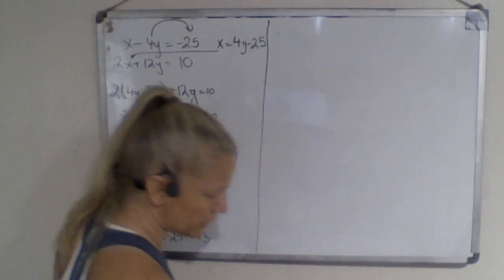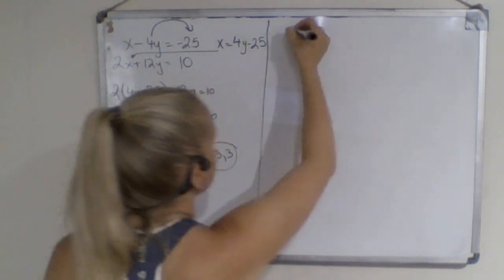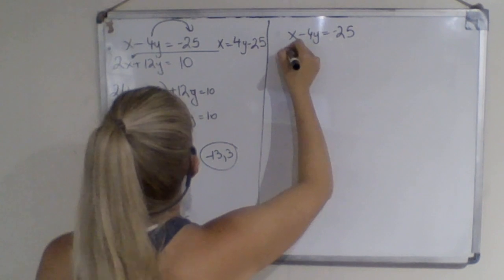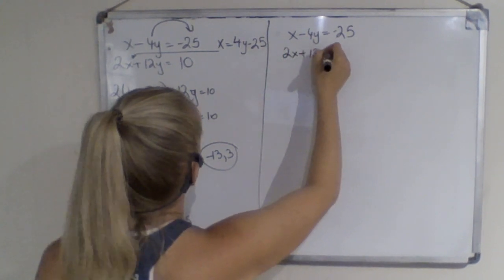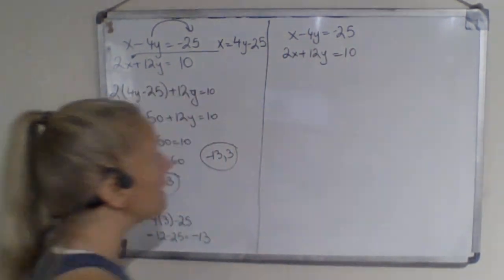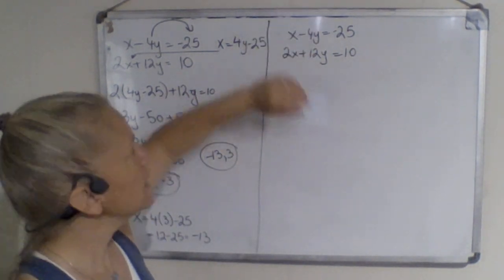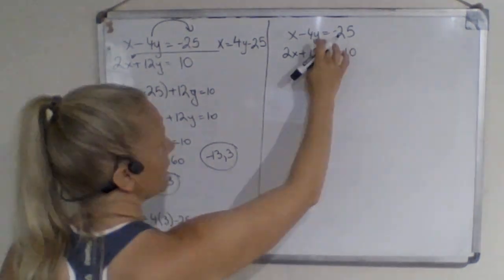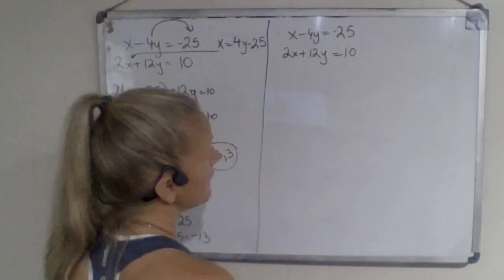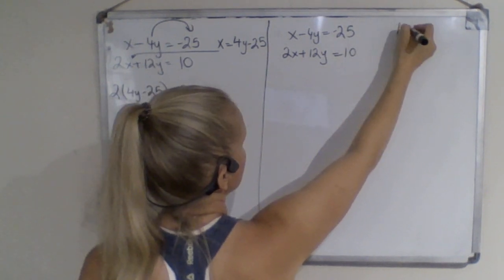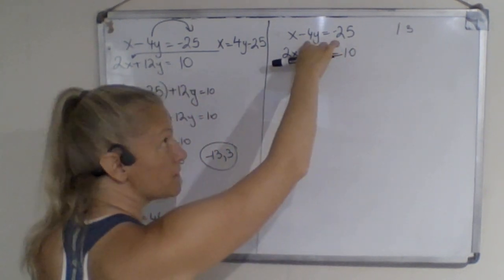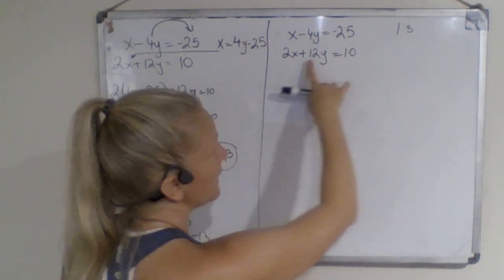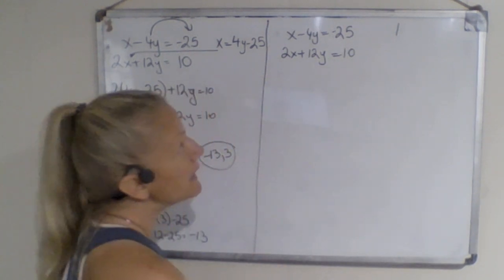How do we do elimination? Well, we're going to use the exact same problem. X minus 4y equals negative 25. 2x plus 12y equals 10. And we said we're going to have to multiply one of the equations until we get its coefficients to be opposite of each other. If I look at the top equation, I have two options. I can do what the book does, times this by 3. Why would I do that? Well, 3 times negative 4 gives me a negative 12, which is the opposite of positive 12, and I get my answers that way. I'm going to show you what happens when I times by a negative number.